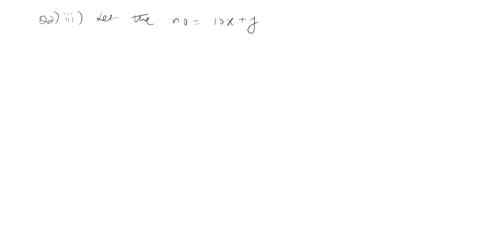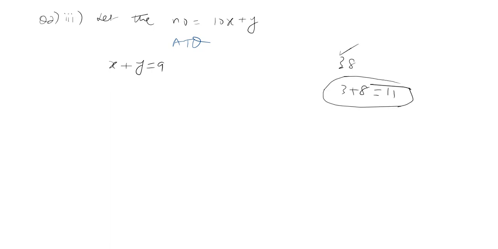Now according to the question, they are saying if I sum the digits, only just take the sum of the digits, it is 9. Like the example which I took, 38, and somebody asked what is the sum of the digits. The sum of the digits is 11. That means the digit 3 and digit 8 if you add, you get something else. That is called sum of the digits, right? So here sum of the digits means x plus y is 9. This is our first equation.